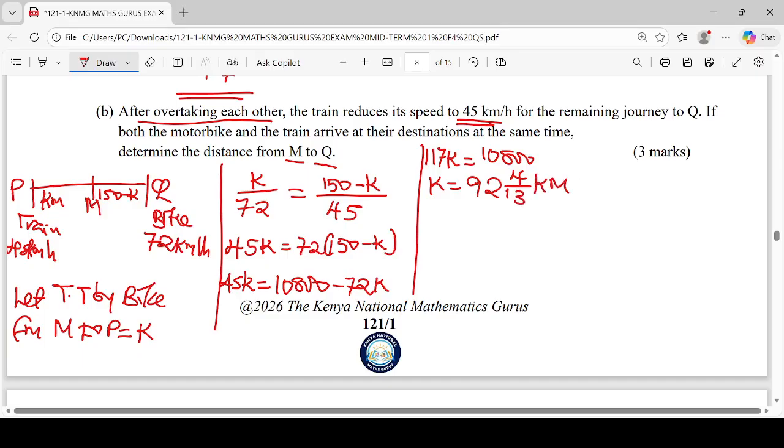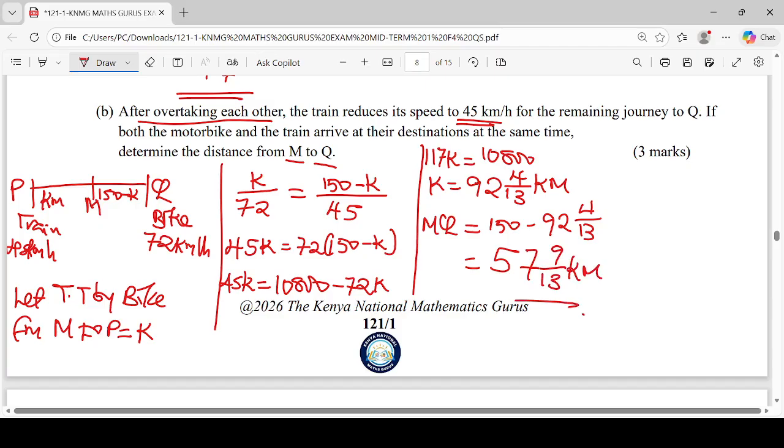But now because they want the distance M to Q, it will be 150 minus 92 whole number 4 over 13. When you compute that, you're going to get the distance as 57 whole number 9 over 13 kilometers. That's how you are supposed to respond to such type of a question.